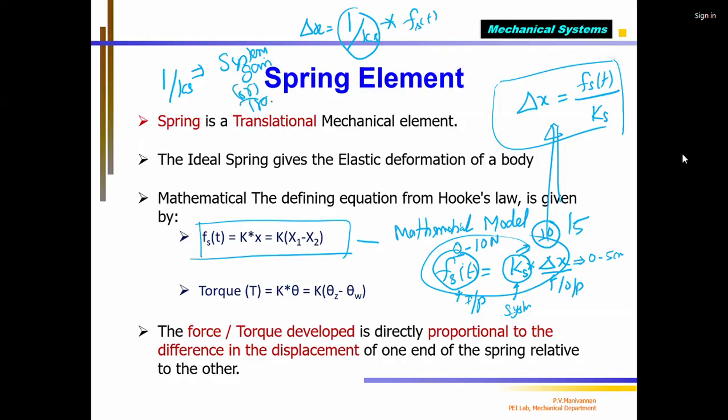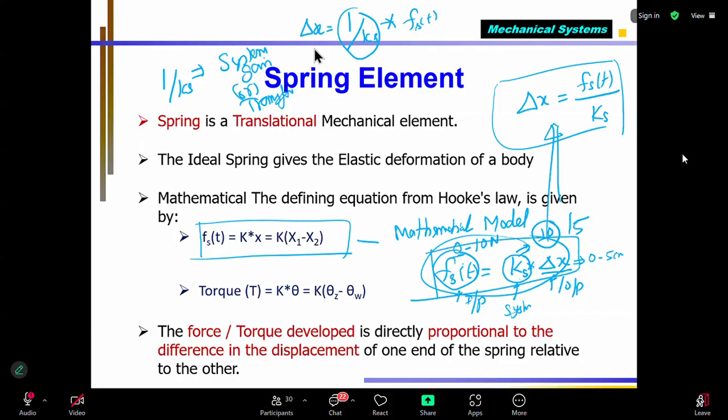Note down. Whenever you talk about a system in control systems, you will say transfer function, whether for the system or for individual components. That is fundamental. So what is my mathematical model? F of s equal to Ks into delta x. This is my mathematical model. From this, I can find a transfer function, which is nothing but output divided by input.